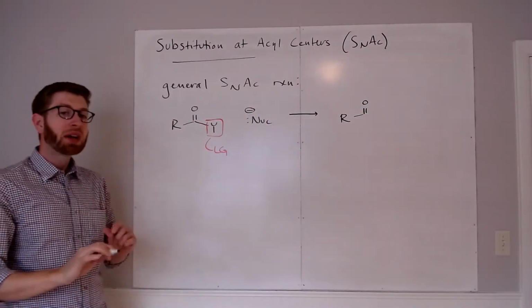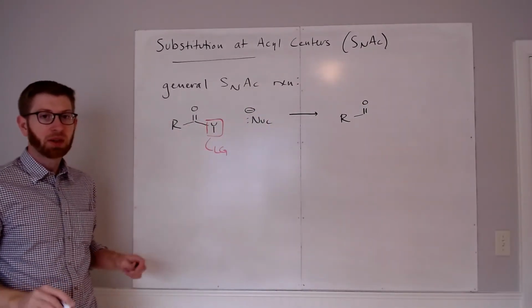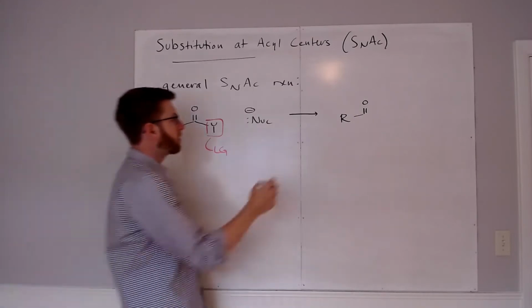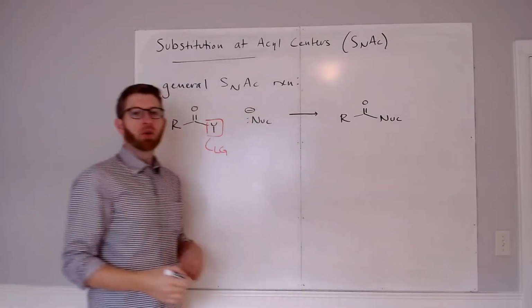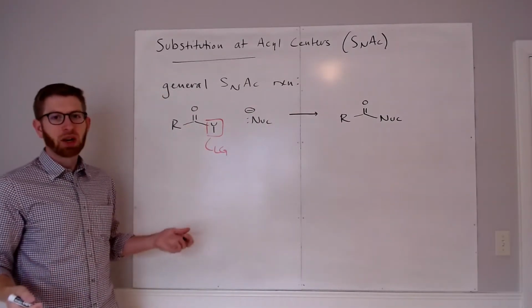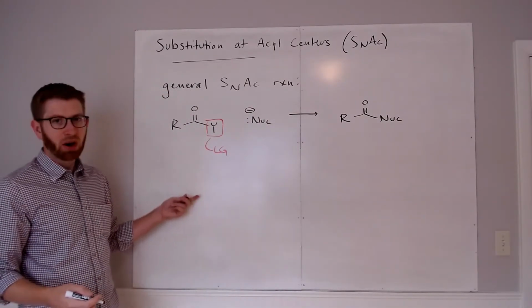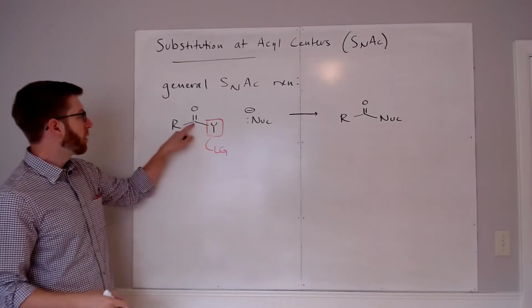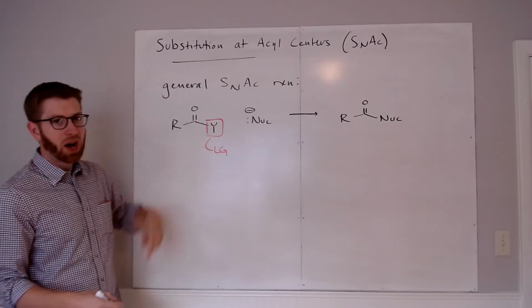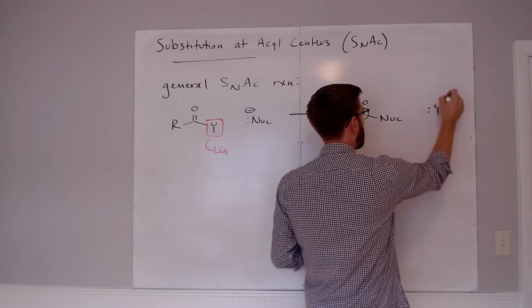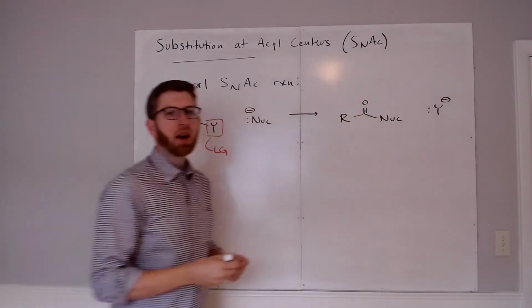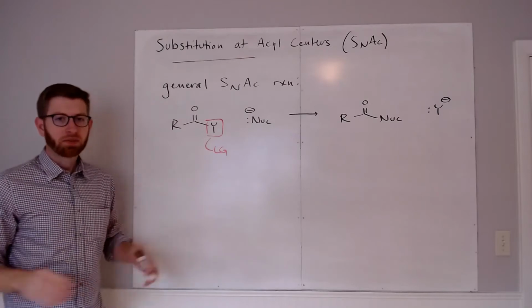We don't know mechanistically what's happening yet. We'll talk about that later. But we do know that the nucleophile will take the spot of the leaving group. We have to be careful, though. The Y group doesn't just disappear. It's going to depart with the pair of electrons that were in this carbon-Y bond. So the other product we'll have is the anion of Y, whatever it is.